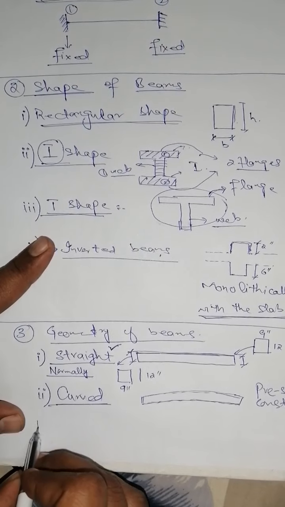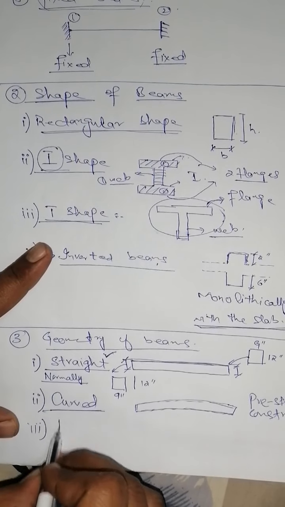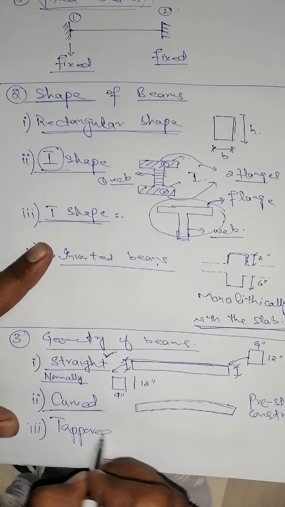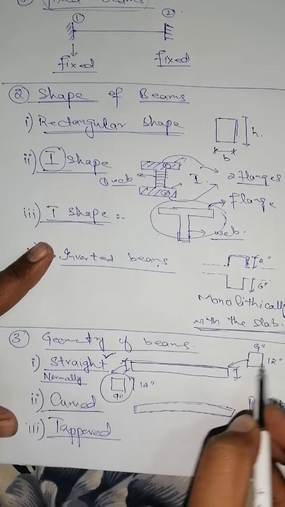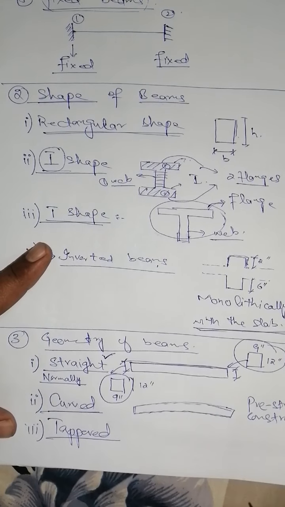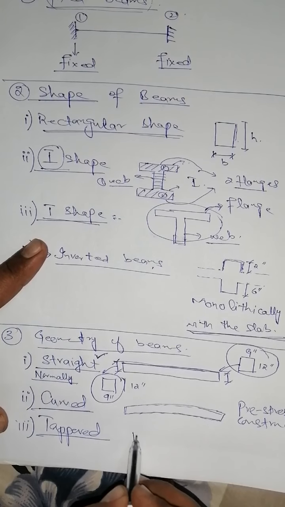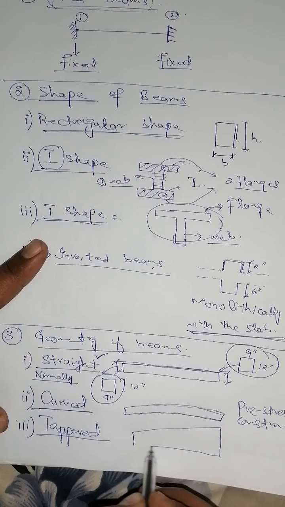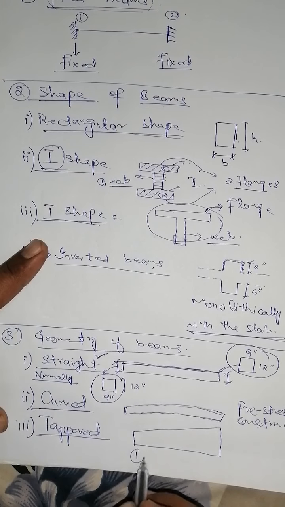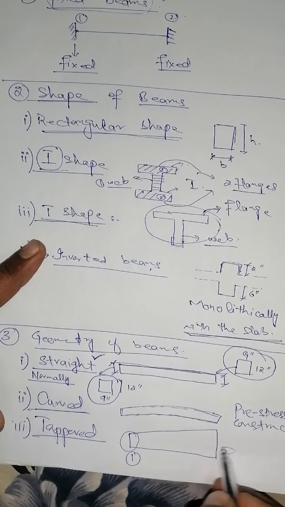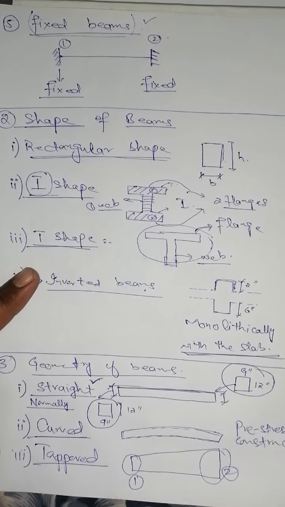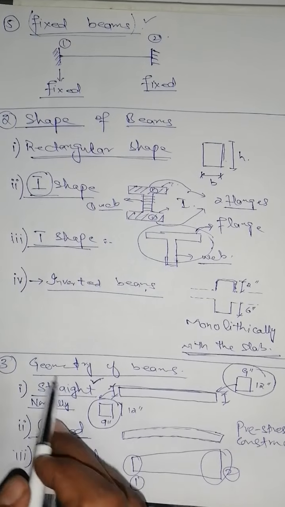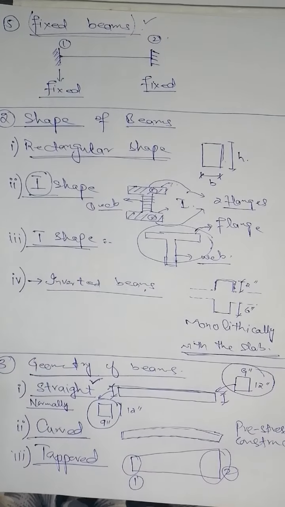And third type of beam according to the geometry is known as tapered beam. As we can see, in straight beam, the section had equal dimensions on both sides, but in case of tapered beam, it will have different sectional dimensions on either end. This end has smaller dimensions and this end has larger cross sectional dimensions. So we can differentiate different types of beams according to their shapes, according to their geometry, and according to their support conditions. Thank you very much. See you in the next video.